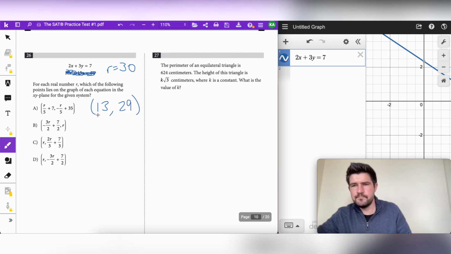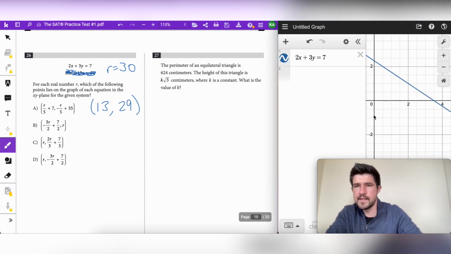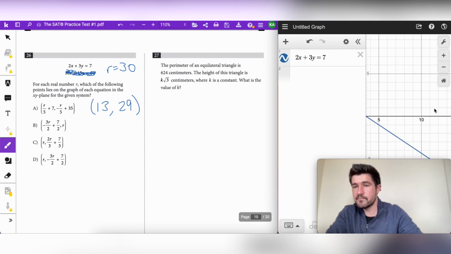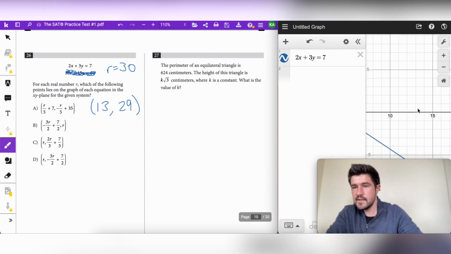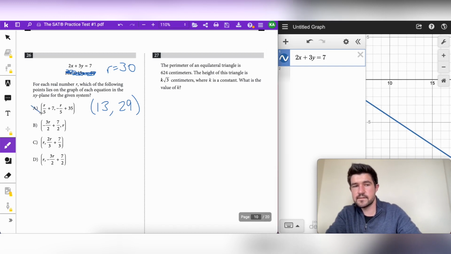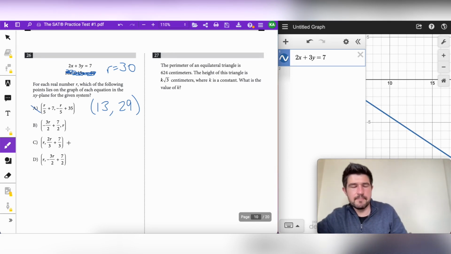So, is that point going to be on the line? Let's see, 13, 29. Well, if I scroll over here, over to 13, you should hopefully very quickly see that 13 is over here, but it's not up to 29, right? It's 13 and negative 6. So that just means that A is the wrong answer. Okay, what about B? We can do the same thing here.